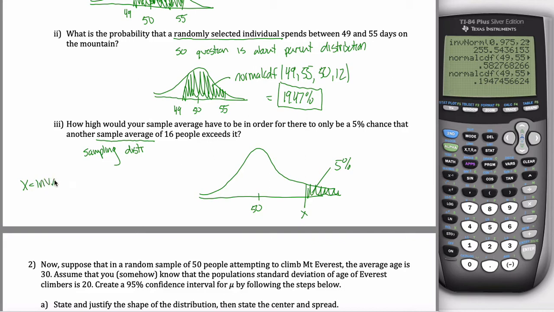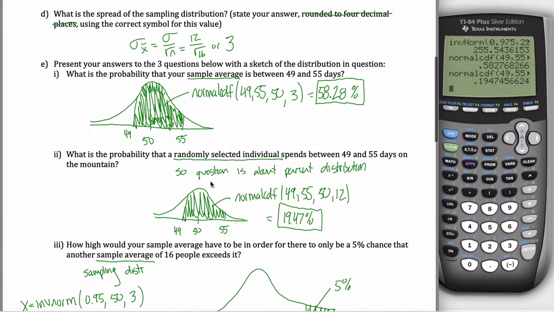The way I get that is by using the inverse norm function on my calculator. Inverse norm always wants the area below the point, so 0.95. The center is 50, and the spread, careful here, it's not 12, it's 3.